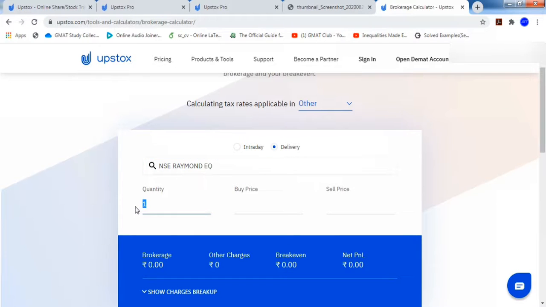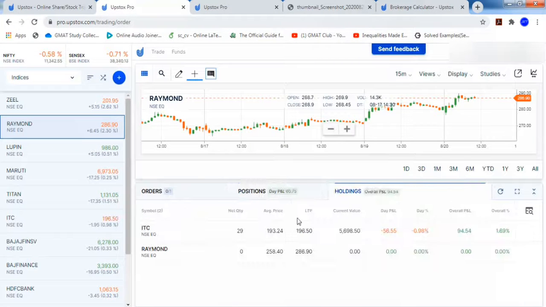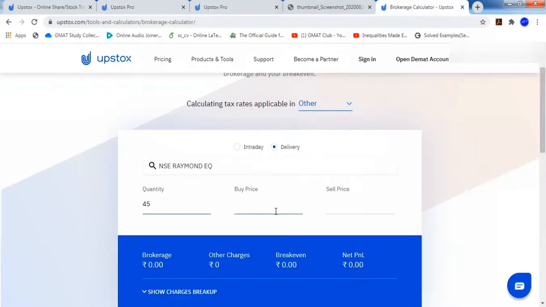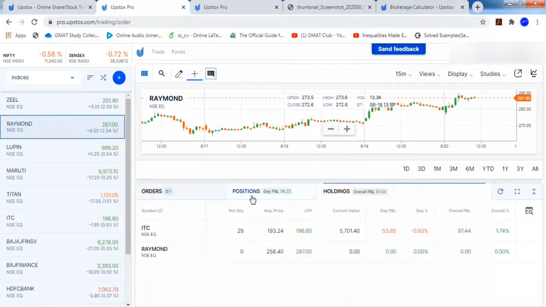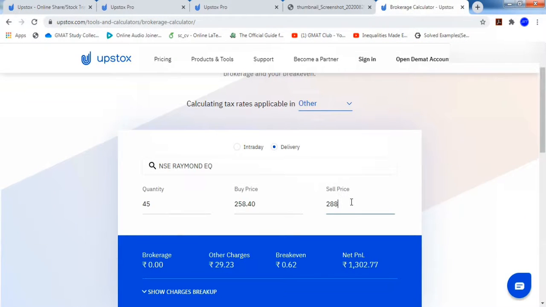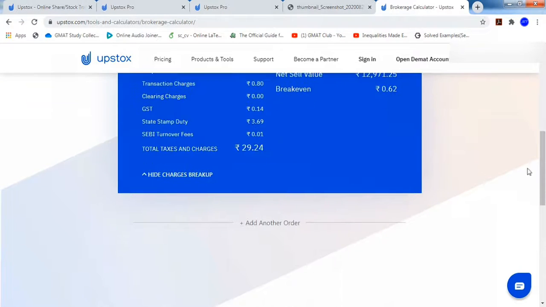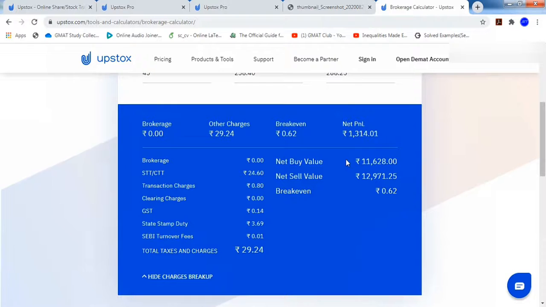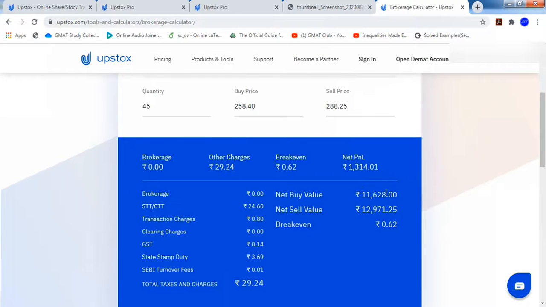What is the quantity that we have purchased? It is 45. What is the average buy price? It is 258.40. And what is the average sell price, which will be available in positions? 288.25. As you can see here, if you go into show charges breakup, the net buy value, meaning the total amount that you have invested for the 45 stocks, is 11,628. And the net sell value is 12,971.